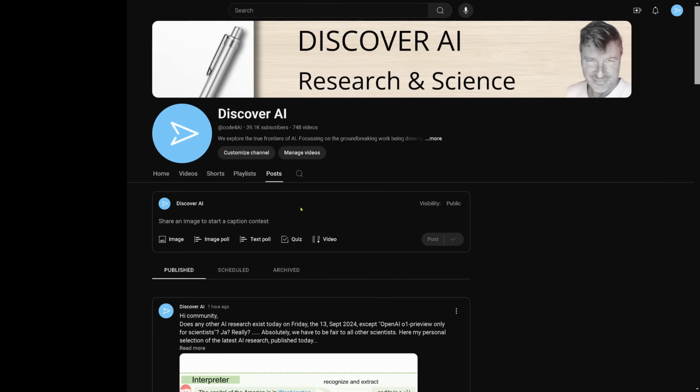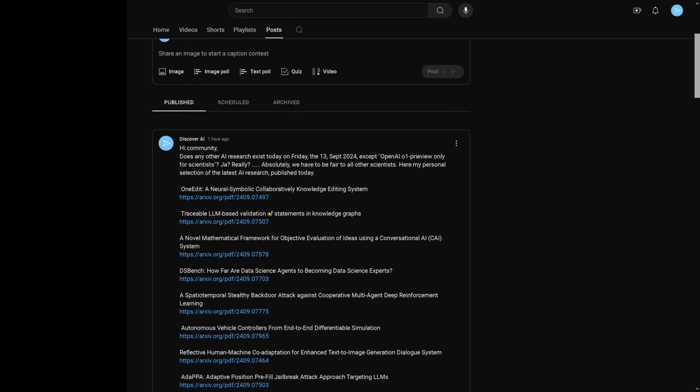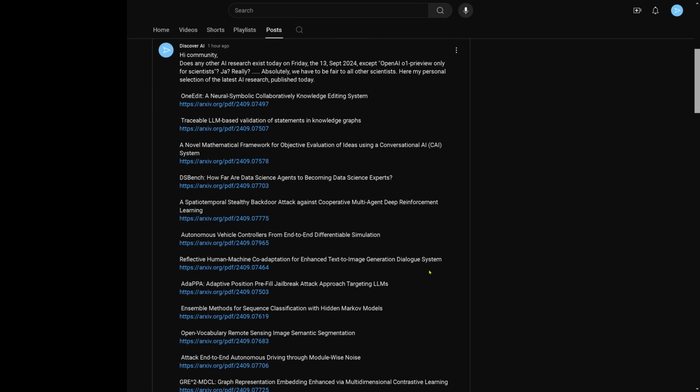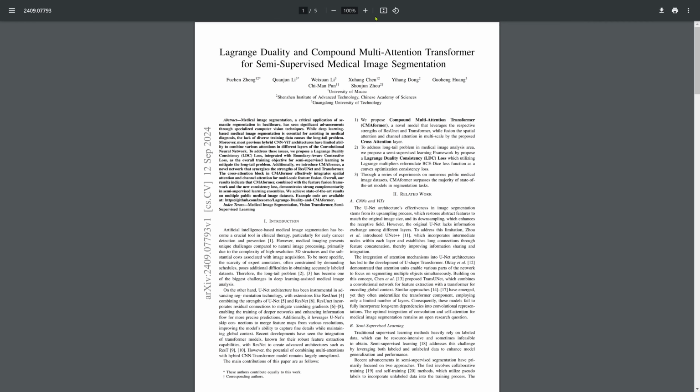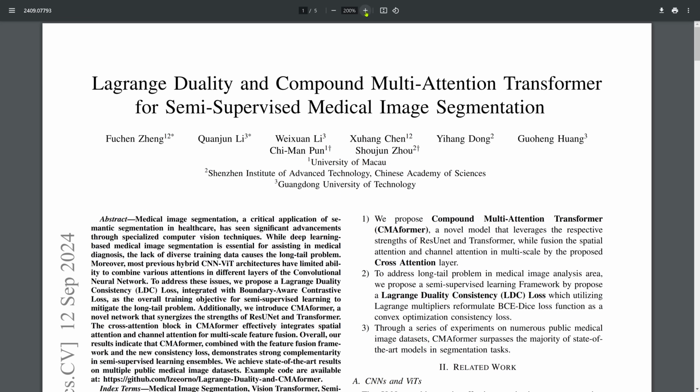Now, you know, under posts, more or less every day I post for you my personal selection of the most interesting AI research papers that were published on this particular date. So you see quite a lot of things, but it is getting complicated. Have a look at this. Look, here we have a Lagrange duality and a compound multi-attention transformer for semi-supervised medical image segmentation.